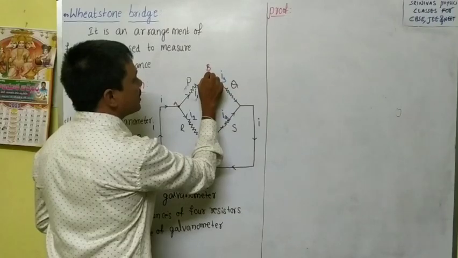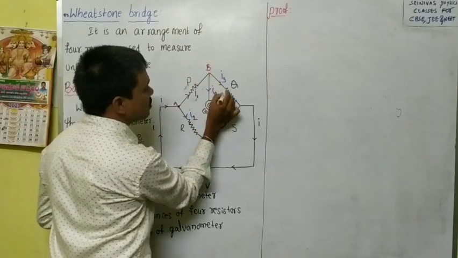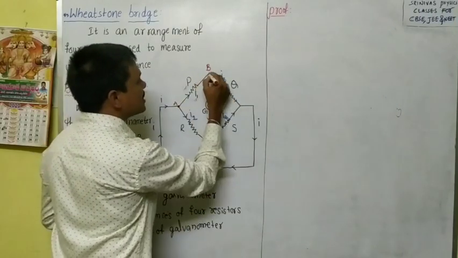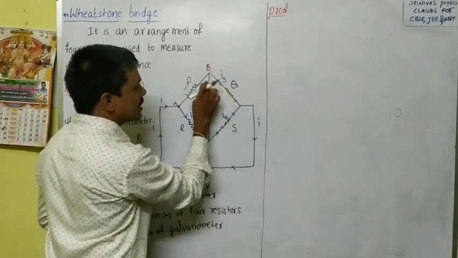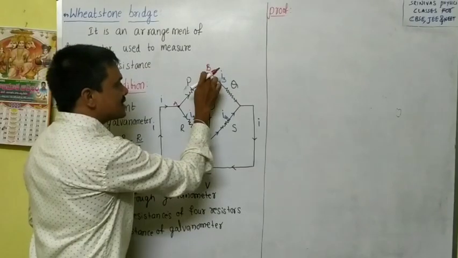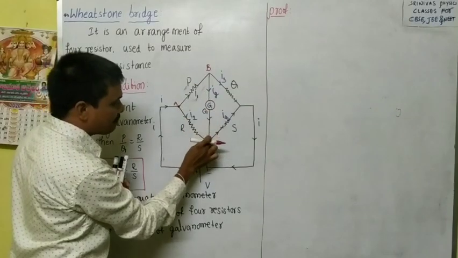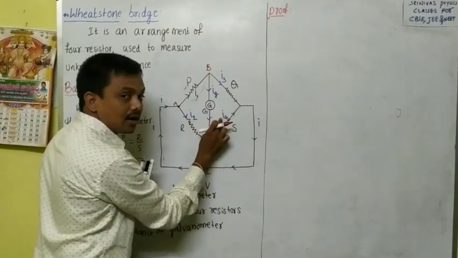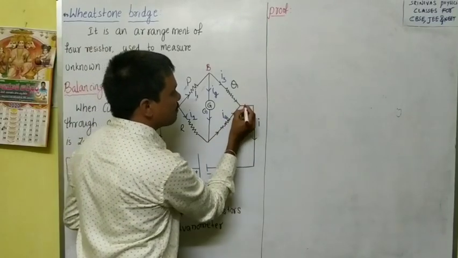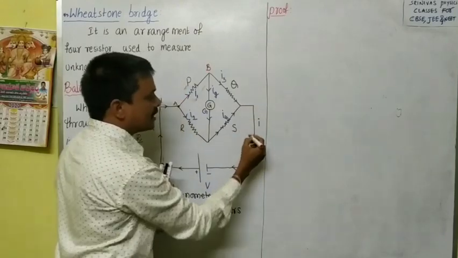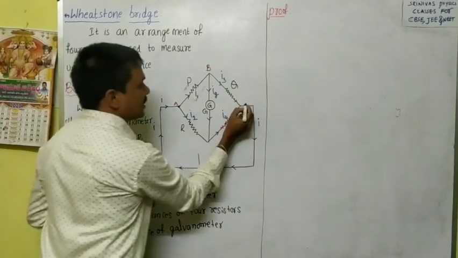After coming to this point B, the I1 again splits, because there are two ways. Some current goes this side and some current goes this side. The I1 coming here will split as I3 and IG. Some current I3 goes this side and IG goes this side. This side Ig is coming and this side I2 is coming, and these two currents combine and go this side as I4. Now this side I3 is coming and this side I4 is coming, and those two combine and go outside like I. That means in the external circuit the current is I.